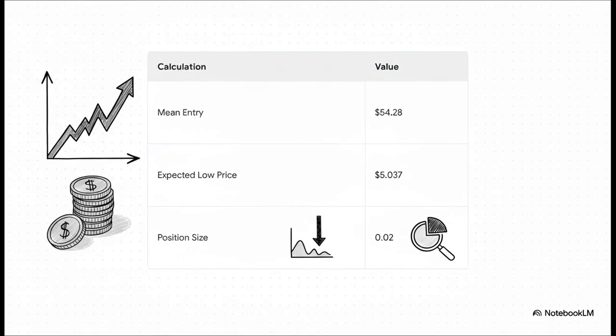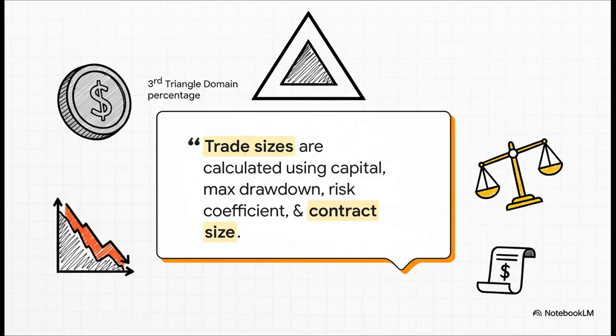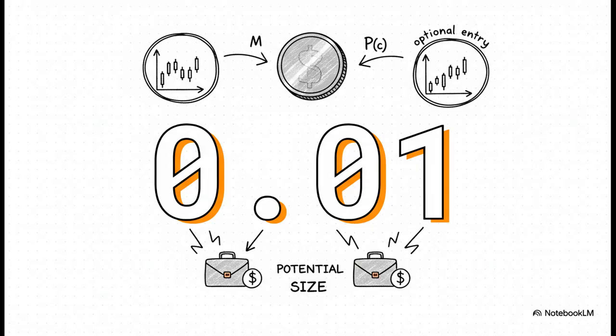And based on those inputs we just saw, the model gives us these calculations. You get a mean entry of $54.28. The expected low price comes out to $5.04, and that brings the total position size to 0.02. Now, it's really important to be precise about how these sizes are calculated. The documentation states this explicitly, and I'll read it word for word. Both trade sizes are calculated using the hypothetical capital, the investor's maximum allowed drawdown, the third triangle domain percentage, the risk coefficient, and the contract size. So what does that all mean? It breaks down to a trade size of 0.01 for each potential entry. That's one for level M and one for the optional entry at PC.